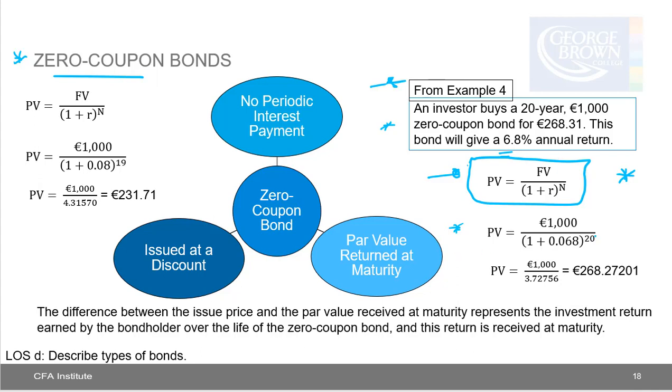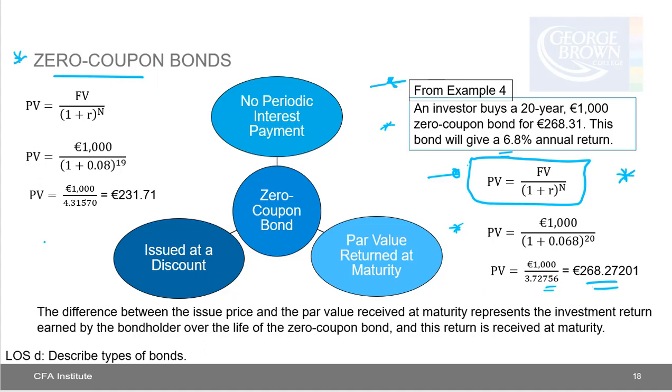So the future value, or face value, par value, is 1,000 euros, and we're going to divide by 1 plus 0.068, that is the interest rate of 6.8%, to the power of 20. So that's 1,000 euros divided by 3.72756. You can see I'm using a slightly different rounding because I'm using 5 decimals. You can see that the price or present value of the bond is 268.27 euros.